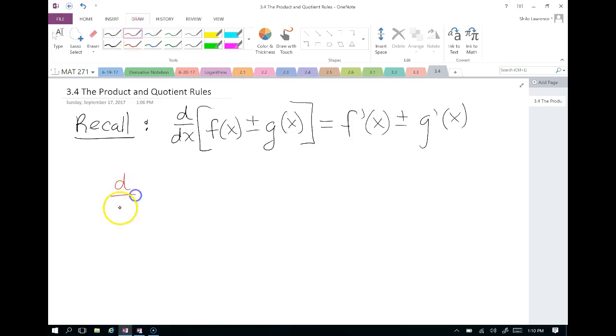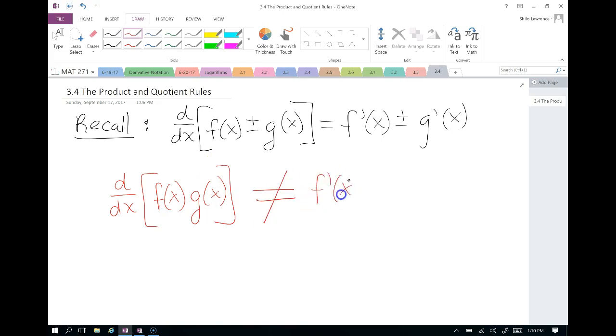So the derivative of f of x times g of x is not equal to f prime times g prime. You cannot just take the derivative of each piece if it's multiplication. And I'm not going to write it down, but likewise, if that was f of x divided by g of x, you cannot just take the derivative of each piece. We've got a special rule we're going to need to use instead.